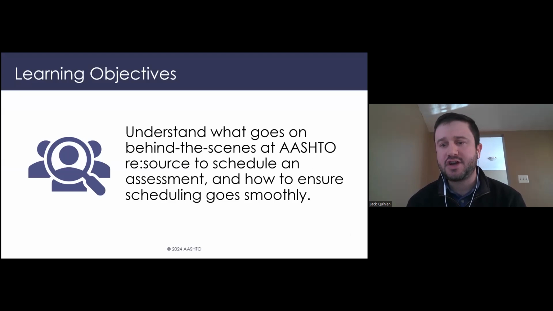So here's our learning objective, which hopefully aligns with everyone's expectations for today. Attendees should have a better understanding of what goes on behind the scenes at AASHTO Resource to schedule an assessment and how to ensure scheduling goes smoothly.